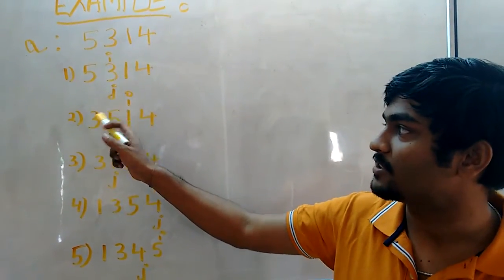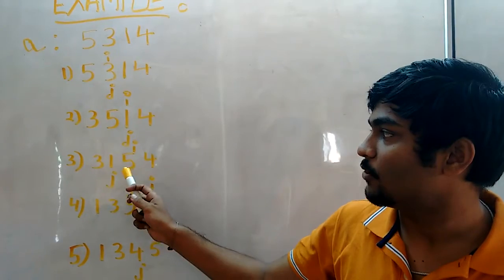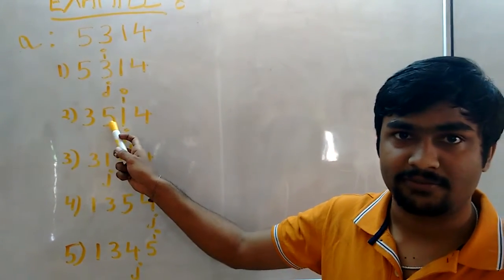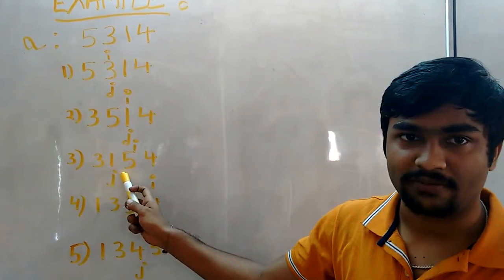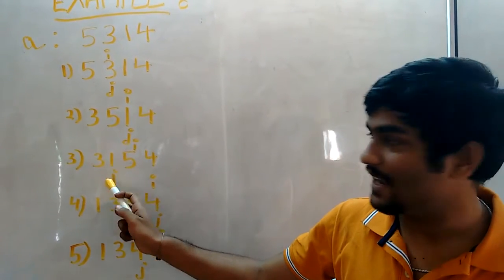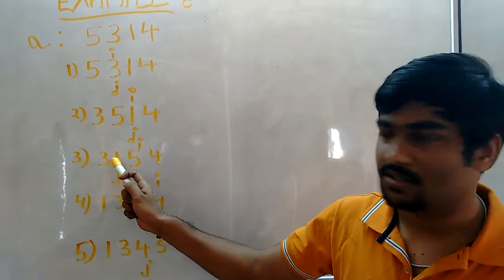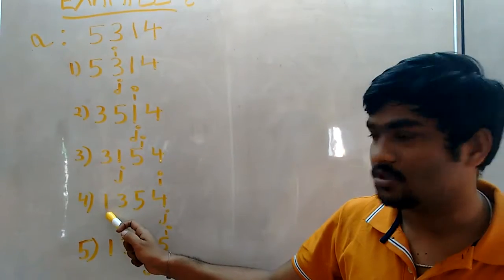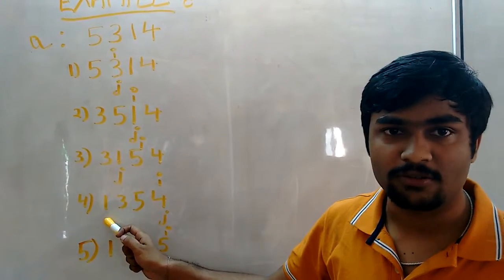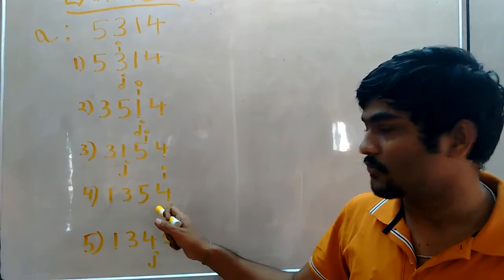And now i proceeds to the next element, that's 1. Now you compare 1 with 5. 1 is lesser, so 1 is swapped with 5. And j is decremented. Now again, you compare 1 with its left element, 3. Now 1 is lesser, so it's swapped again. And now j becomes 0, so you break out of the inner loop. Now you go to the 4th element.